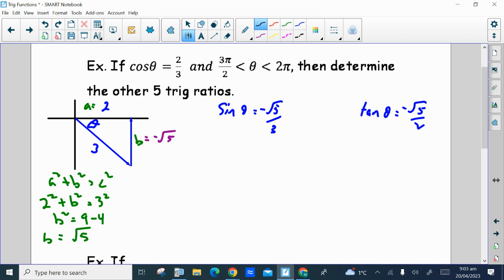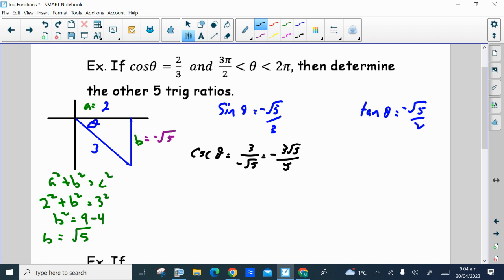And now we want our three reciprocal ratios. The reciprocal of sine is the cosecant. That'll be 3 over negative root 5, which we must rationalize. And when a fraction is negative, it doesn't matter whether you write it as the top negative, bottom negative, or just the fraction as a whole being negative.